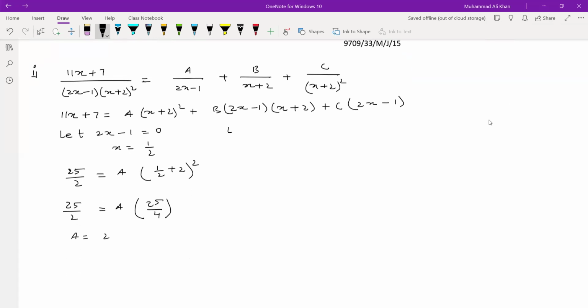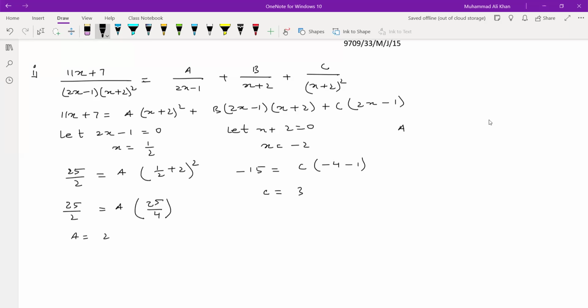And now let x plus 2 equals to 0. What is the value of x? Then the left hand side will be minus 22 plus 7 equals minus 15, the first term 0, second term 0, and c remains, minus 4 minus 1, minus 5. So c is 3. And after that, coefficient comparison.